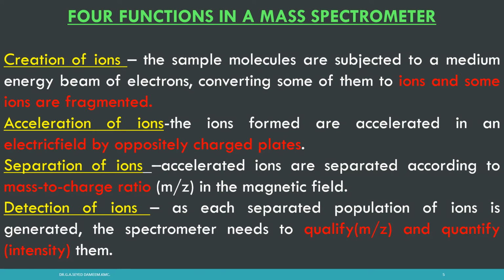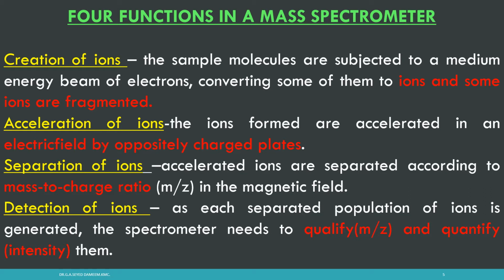The four functions in a mass spectrometer are: 1. Creation of ions. That is, the sample molecules are subjected to a medium energy beam of electrons, converting some of them to ions, and some ions are fragmented. That is, molecular ions and daughter ions.